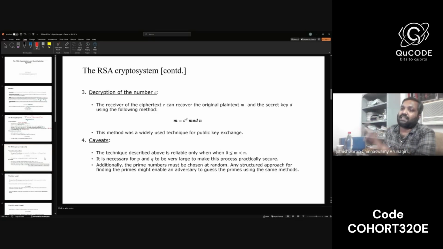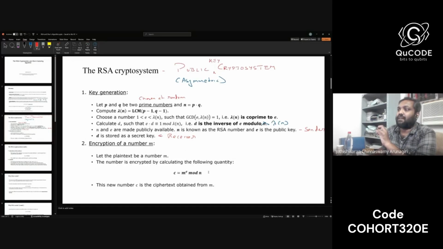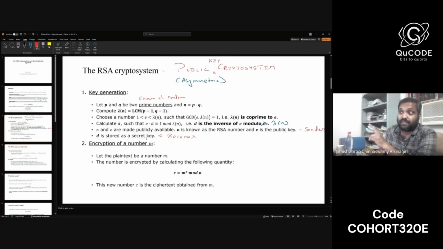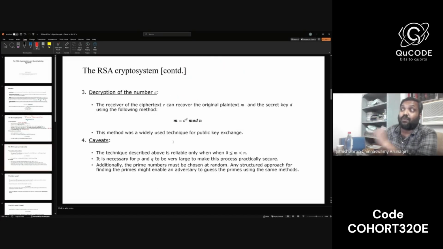Now, this is the RSA crypto system. So this number M has been transmitted from the sender to a receiver. And for now, I am saying that only the receiver who knows D, the secret key, can find out what M is given C. For everybody else, C is going to be just some random number.